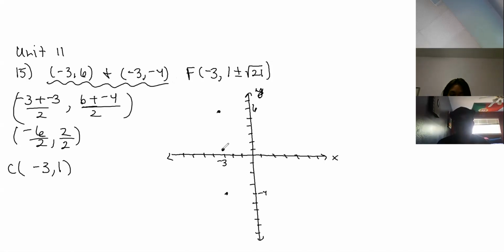Okay, what you're going to have to do next is figure out whether this is an ellipse or a hyperbola. So what you're going to do is figure out first what's the length between my center to either endpoint. Let's figure that out first. From -3, 1 to -3, 6, what is that length?